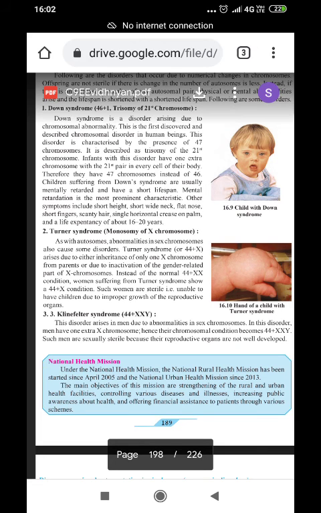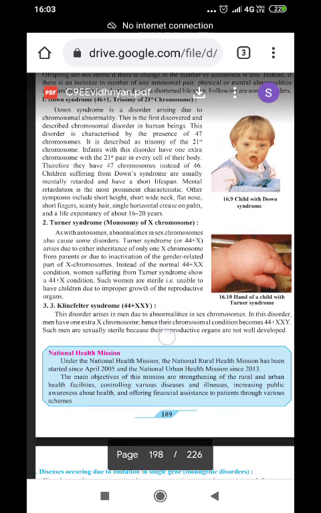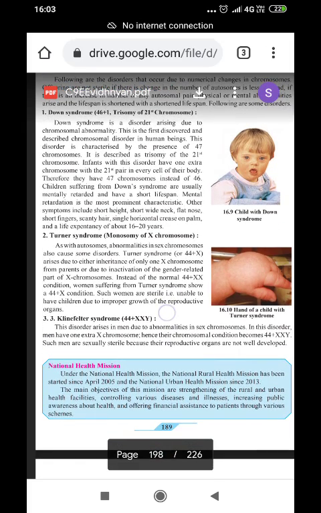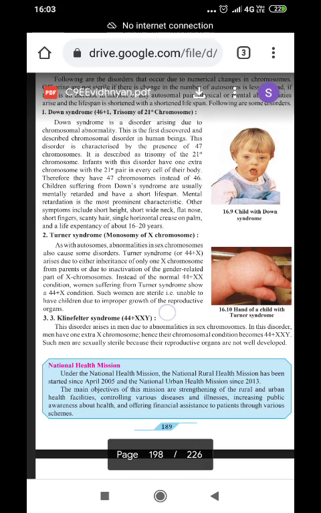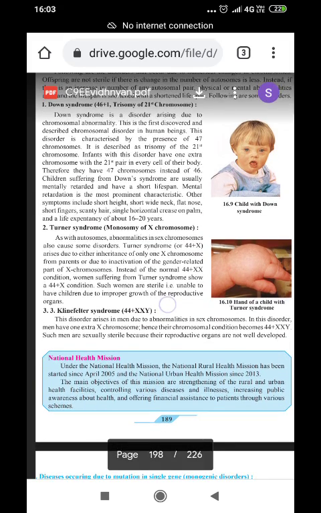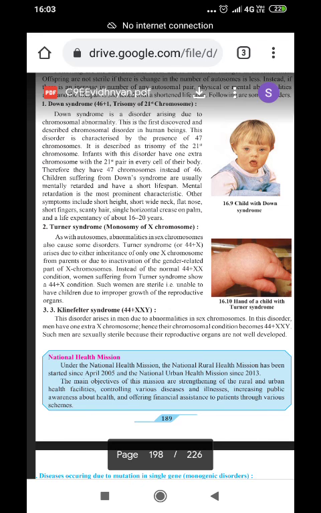Here, what happens? 46 plus 1. It is also called trisomy of the 21st chromosome, which gives a clear indication that in the 21st pair of chromosomes, instead of two chromosomes there are three chromosomes, and therefore it is also called trisomy. Now, what is the speciality of Down syndrome? Down syndrome is a disorder arising due to chromosomal abnormalities.